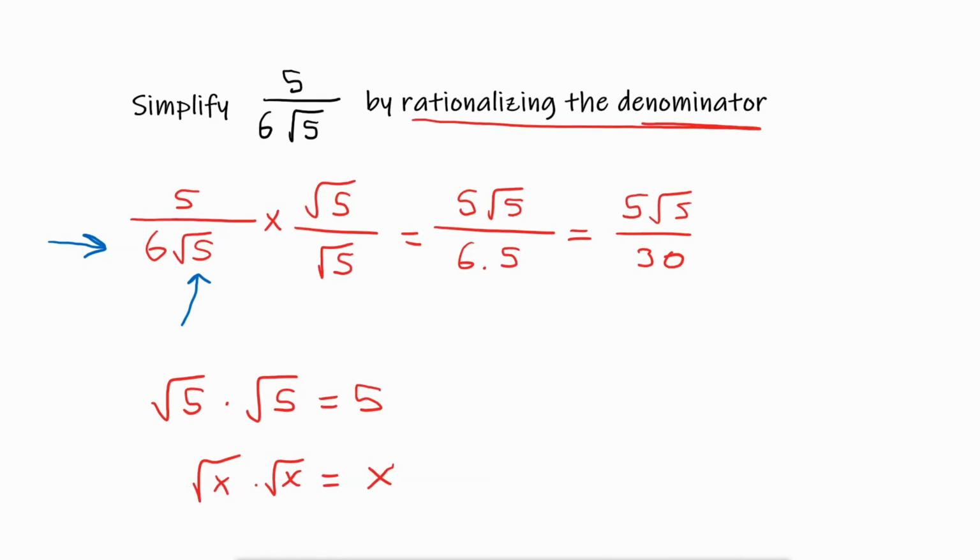And if you want to go ahead and simplify it further, we can divide these by 5. So 30 divided by 5 is 6, 5 divided by 5 is 1. So we ended up with root 5 over 6. So that's going to be our number.